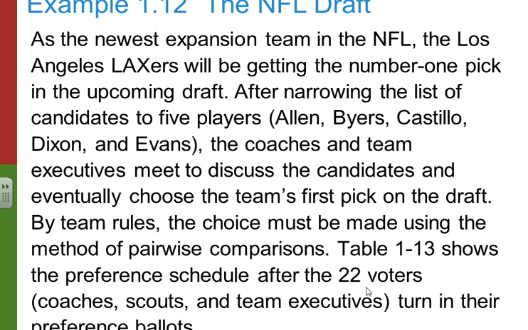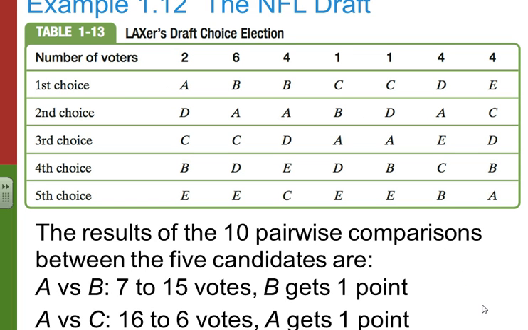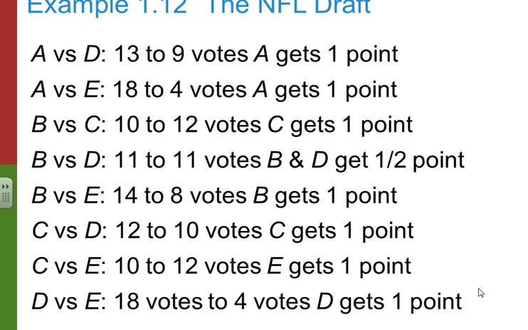All right, so we have the NFL draft. We'll be getting the number 1 pick. After narrowing the candidates to 5 people, they provide the coaches and the team a chance to look it over. They vote on it. They turn in their preferences. They have their preference card. They do pairwise comparison, and they end up voting on something.